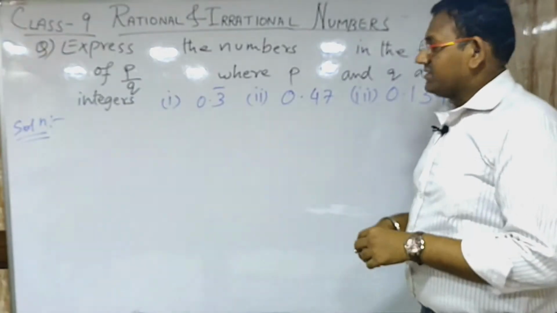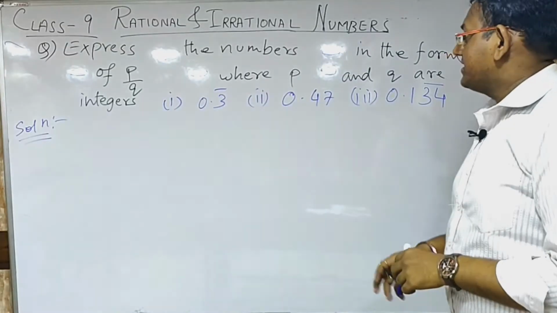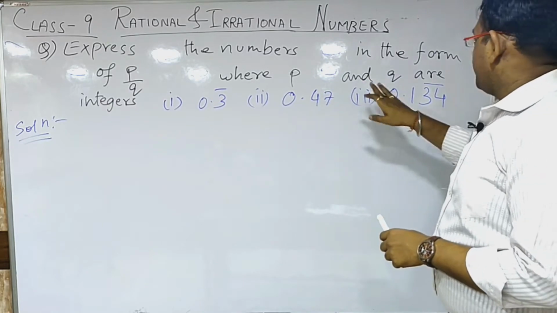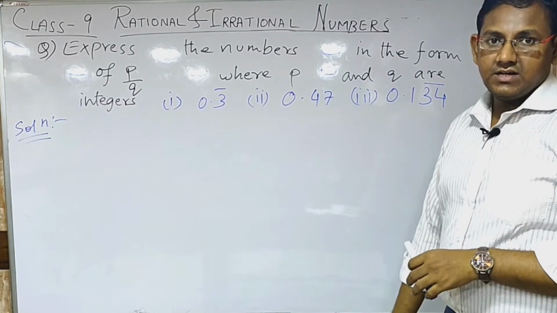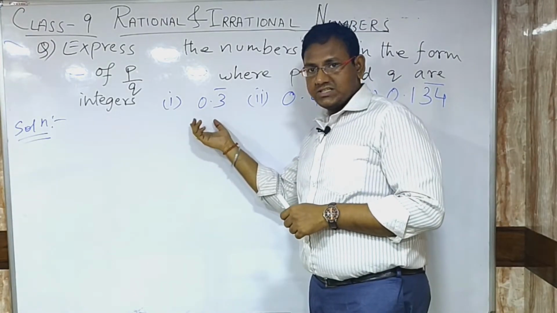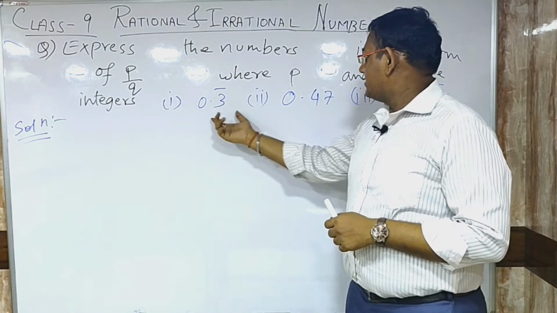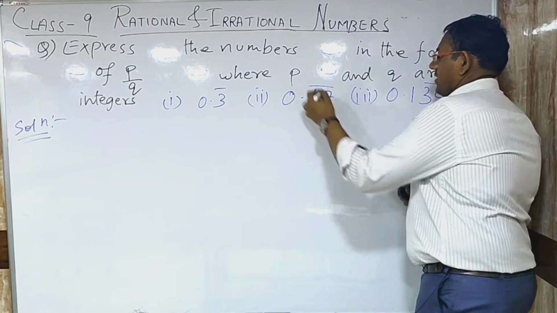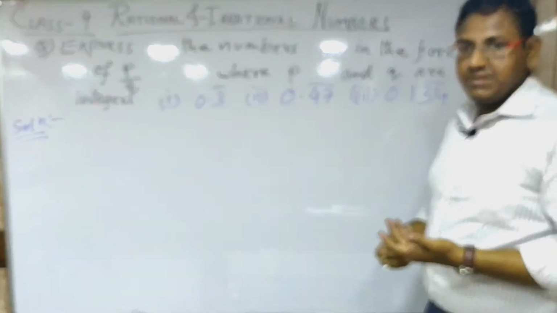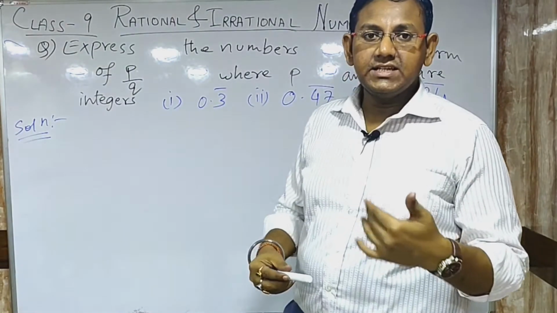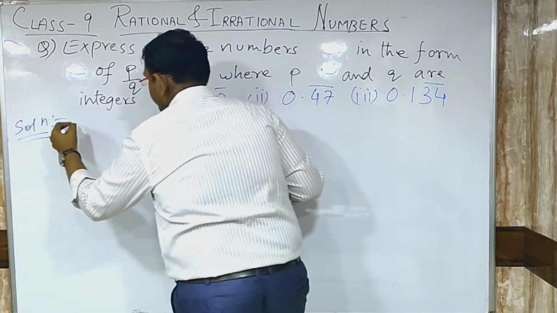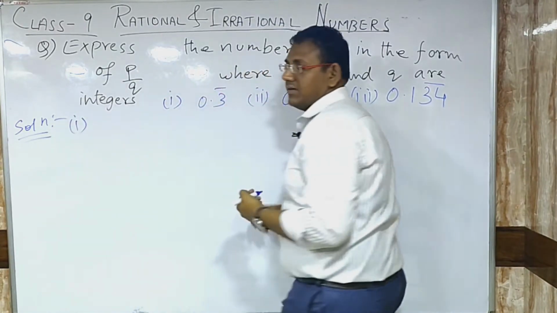In this particular question, the question says: express the number in the form p by q, where p and q are integers. First, we need to understand that all the questions we have considered are recurring numbers. A recurring number means that it is going to repeat itself. So let us start with the solution of the first one.